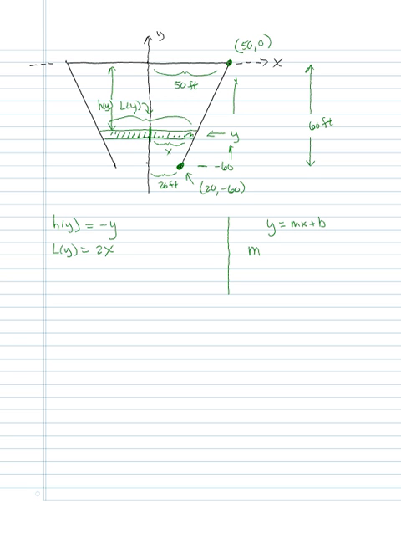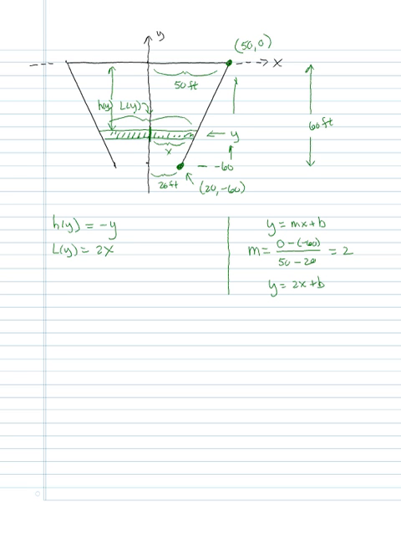We need to calculate the slope. And in this case, the slope would be 0 subtract negative 60. That's the difference of the two y values, divided by 50 subtract 20. That's the difference of the two x values. And we'll get 60 over 30 again, which is 2. Well, that's no surprise.